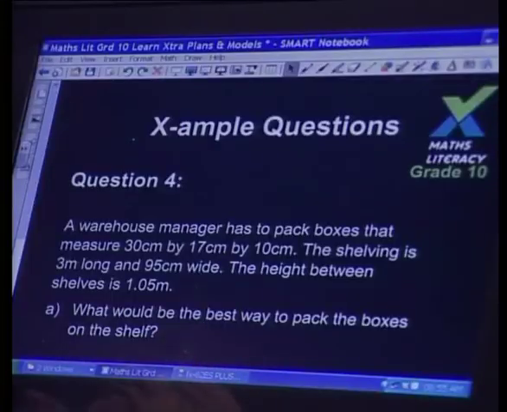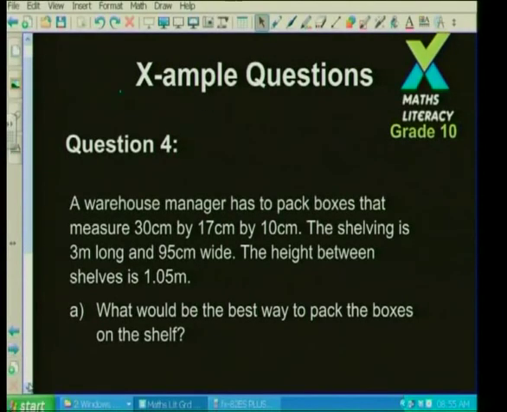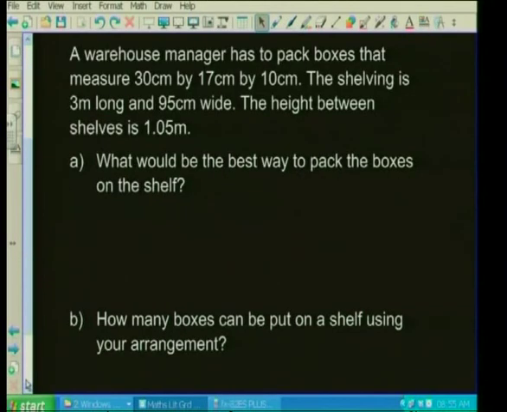So let's move on lastly to our final question today, and this is question number 4. And again, we have a warehouse manager who has to pack boxes that measure 30 centimeters by 17 by 10. And he has some shelving space which he has to pack on, and it says the shelves are 3 meters long, they are 95 centimeters wide, and they have a height between the shelves of 1.05. What would be the best way to pack the boxes on the shelf?